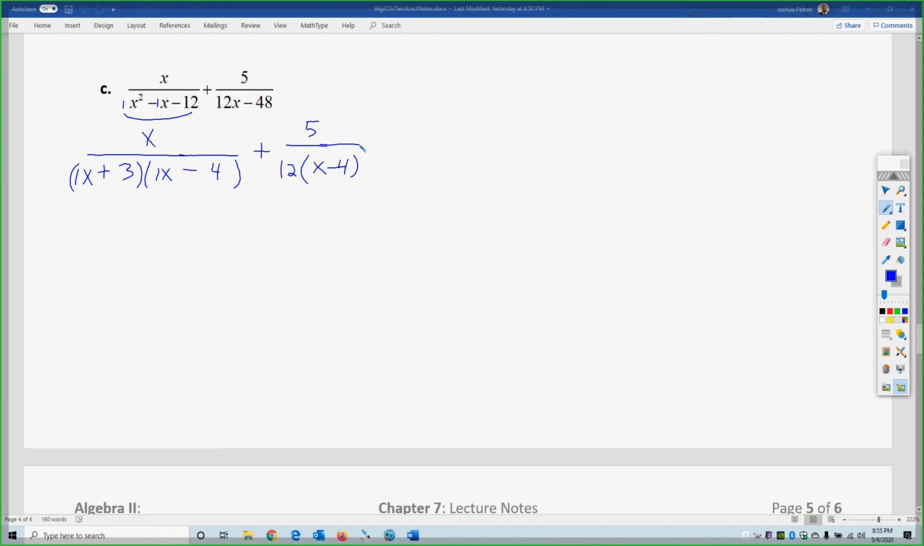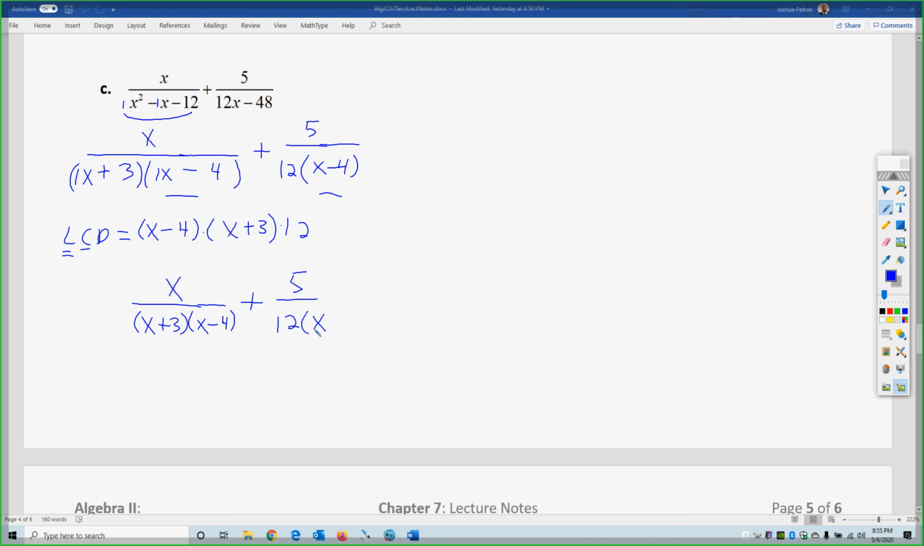I think that's good. All right, lowest common denominator. What do they have in common? x minus 4, obviously. What's left over? An x plus 3 and a 12 is left over. So that gives us our LCD. Let's rewrite the problem. So we have x over x plus 3 times x minus 4, plus 5 over 12 times x minus 4.